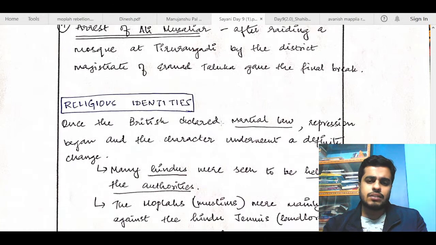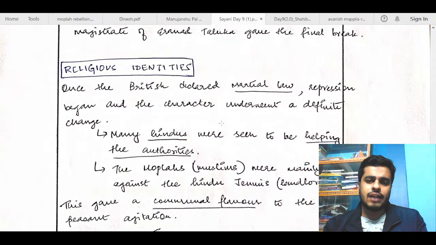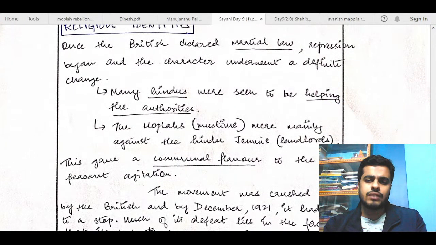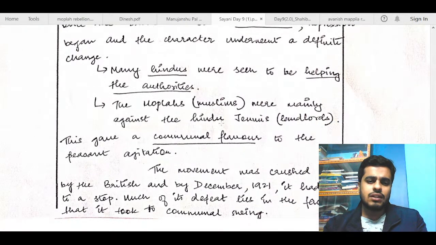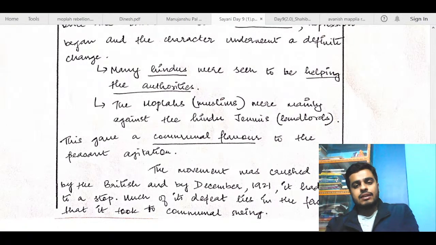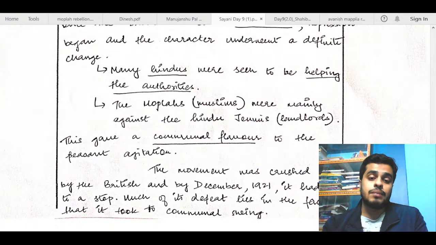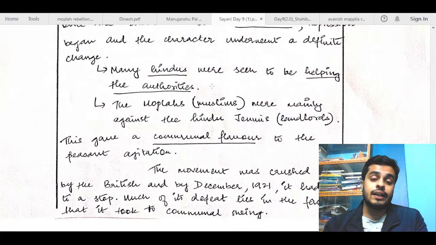Religious identities. Once the British declared martial law, repression began and the character underwent a definite change. Many Hindus were seen to be helping the authorities. The Moplahs were mainly against the Hindu Jenmis. This gave a communal flavor to the peasant agitation. So you can also talk about the vandalism done on a communal basis. You can talk about how the movement went leaderless and local leadership was leading the movement, and it went on to take violent undertones. So you can talk a bit about that, the course of the movement.